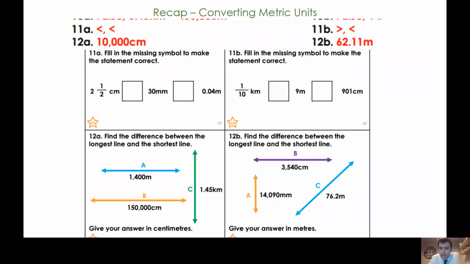And then 1/10 of a kilometer is 100 meters, which therefore is greater than 9 meters, but 9 meters is itself less than 901 centimeters, because 9 meters will be 900 centimeters. 10,000 centimeters is the value for the difference between the longest and the shortest line, and 12B is 62.11 meters. If you've got all of those done, well done.